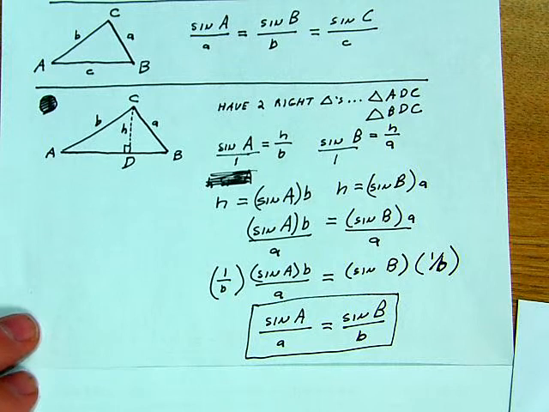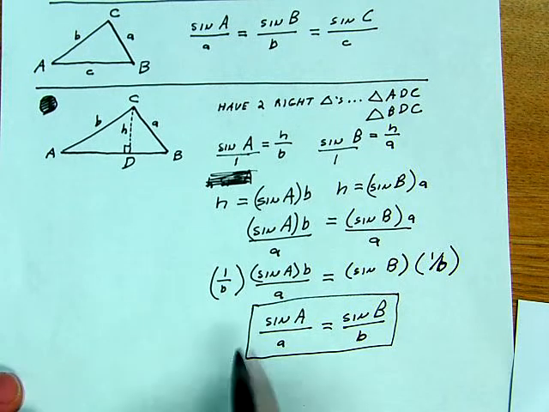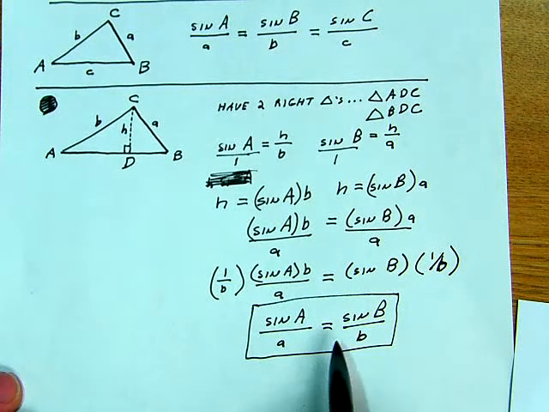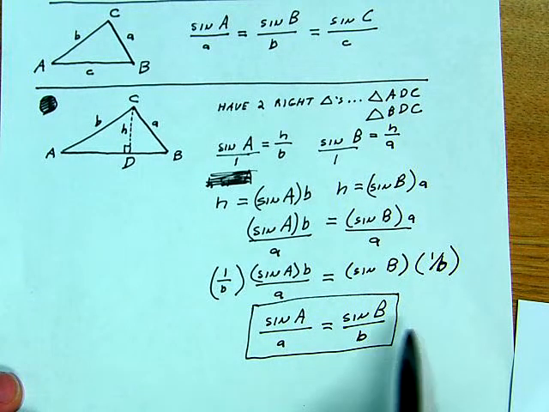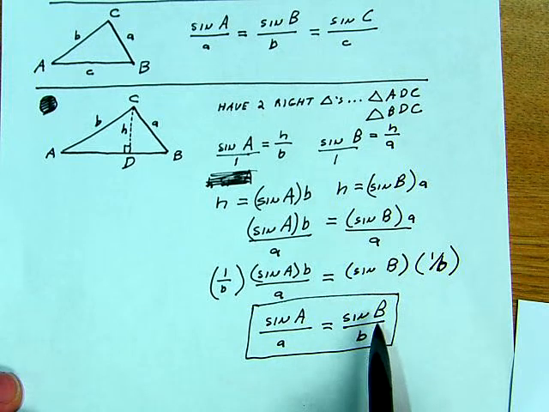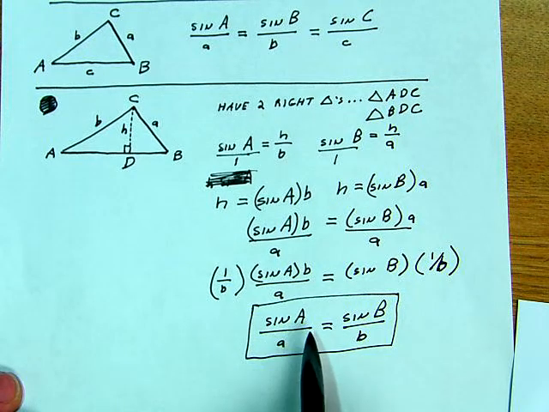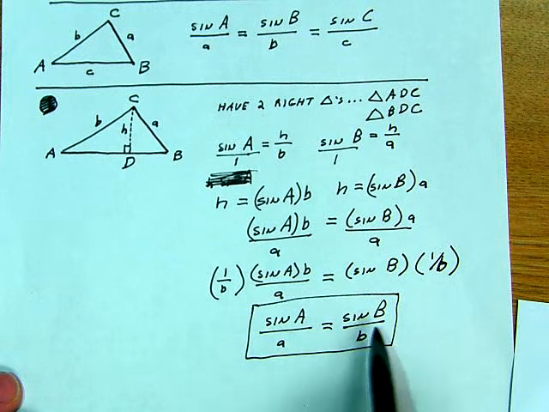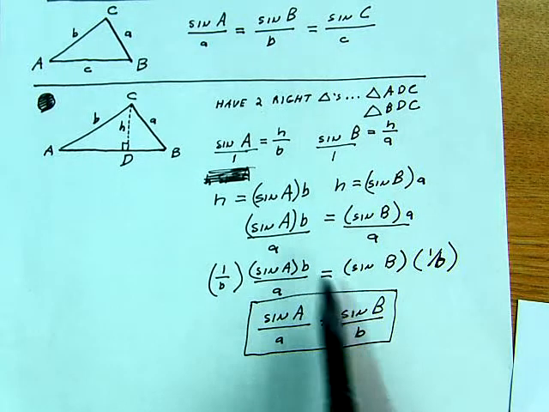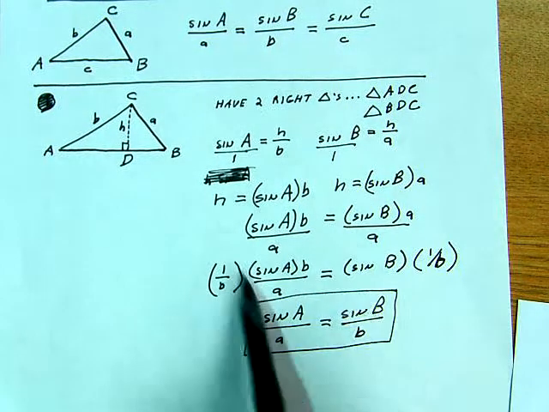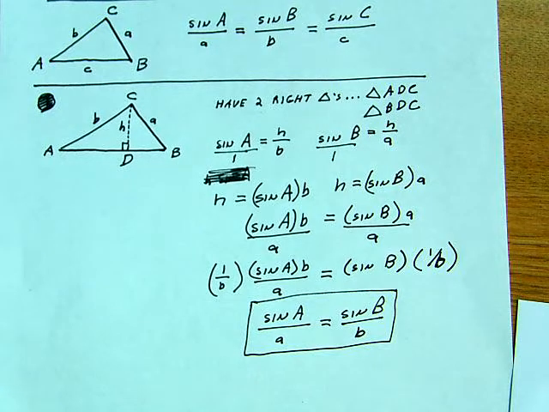And that is the proof. You can then follow up with this same logic to figure out that the sine of B over b is equal to the sine of C over c, or the sine of A over a is equal to the sine of C over c. So you can do all the calculations, but it's just a repetition of this. Okay, so that's the proof. Now let's look at some examples.